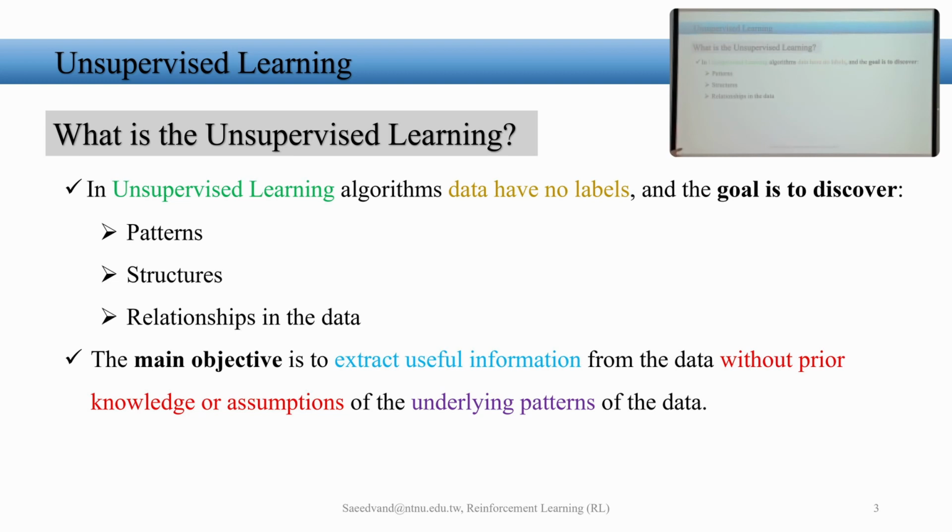So when we have lots of data given to our algorithm, we need to consider these, and the technique that we have should try to extract these features, these important characteristics for us from the data. So in brief, we can say the main objective is to extract useful information from the data without prior knowledge or assumption about the data. We don't want to say anything about the data to our technique or our algorithm.